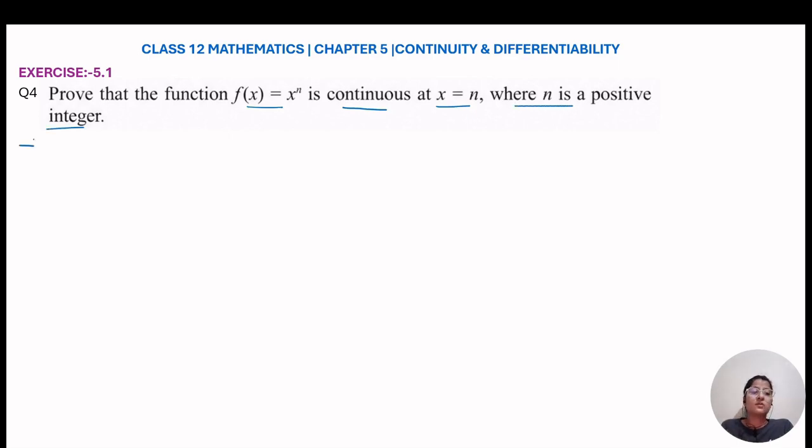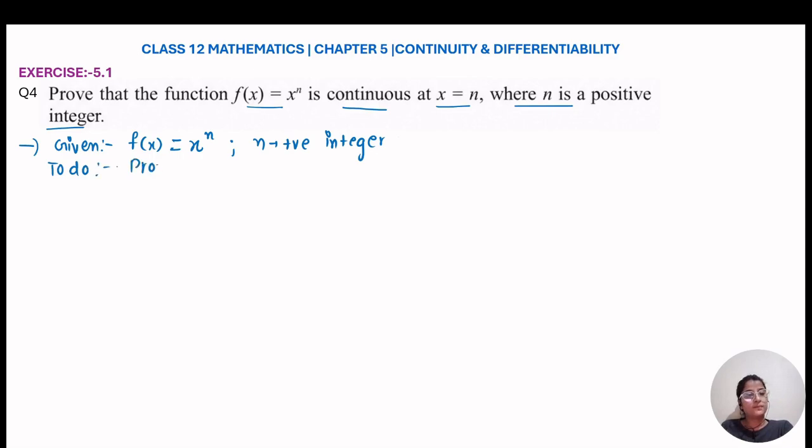To solve a question, I have a rule: always write the given condition, then write what you have to do, then you easily get your roadmap. So our given condition: we have a function f of x defined as x raised to n, and n is a positive integer. Now what is to do? We have to prove that f is continuous at x equals n.